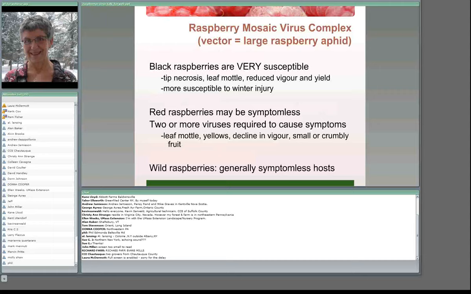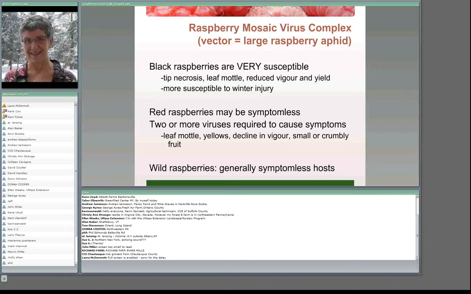In red raspberries, which are less susceptible, you may not see any symptoms unless there are two or more viruses in the plant, two or more different viruses in the same plant. In this case, you'll get symptoms which resemble leaf mottle or yellows, and definitely a decline in plant vigor and small or crumbly fruit. The disease is also present in wild raspberries and often symptomless. So problems occur when aphids are spread from symptomless hosts, for example wild raspberries in the nearby woods or bush, and they bring the virus to your previously healthy planting.